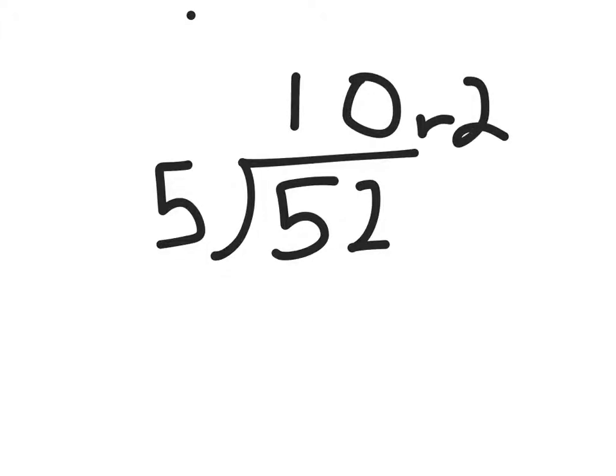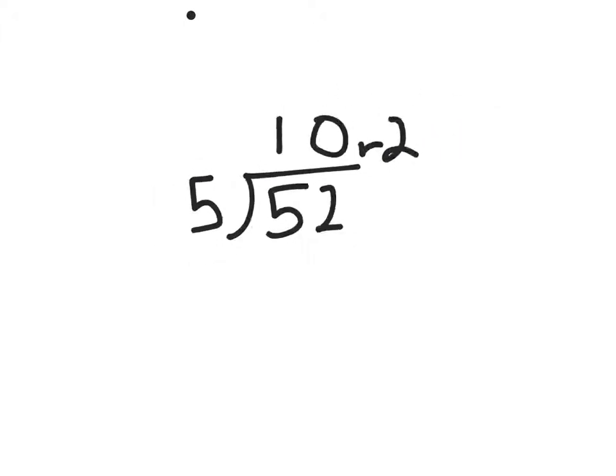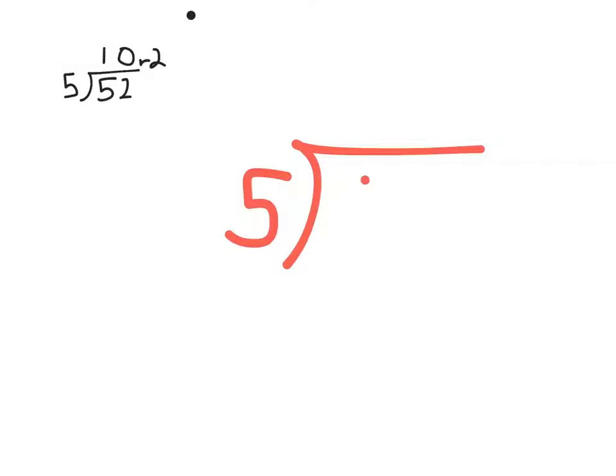But what if you didn't want to have a remainder of 2? What if you wanted to have an answer with a decimal? Let's show you how to do that. I'll rewrite my question down here in red. 5 into 52. I'm going to use short division to help me.